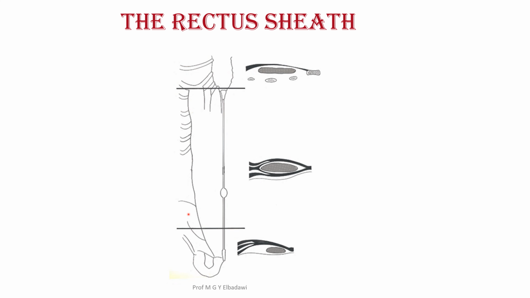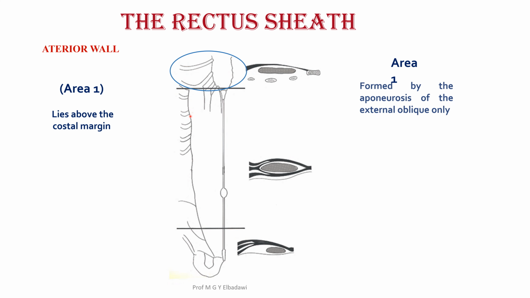Let's start with the anterior wall. We have two lines here to divide it into 3 areas, area 1, area 2, and area 3, by a line at the xiphisternum and a line midway between the umbilicus and the symphysis pubis. Area 1 lies above the costal margin, and is formed by the aponeurosis of the external oblique muscle only, the only muscle which passes above the costal margin, as we know.